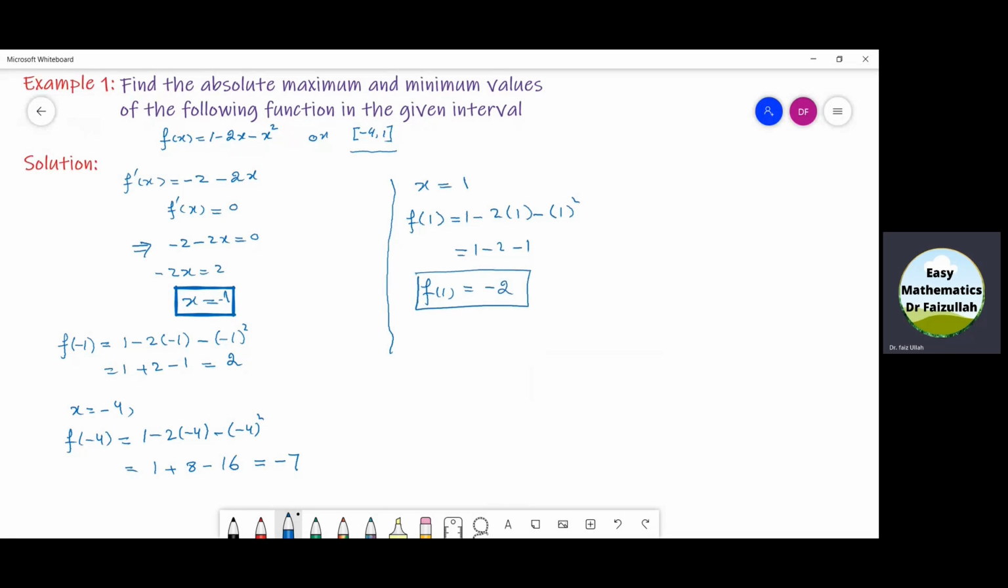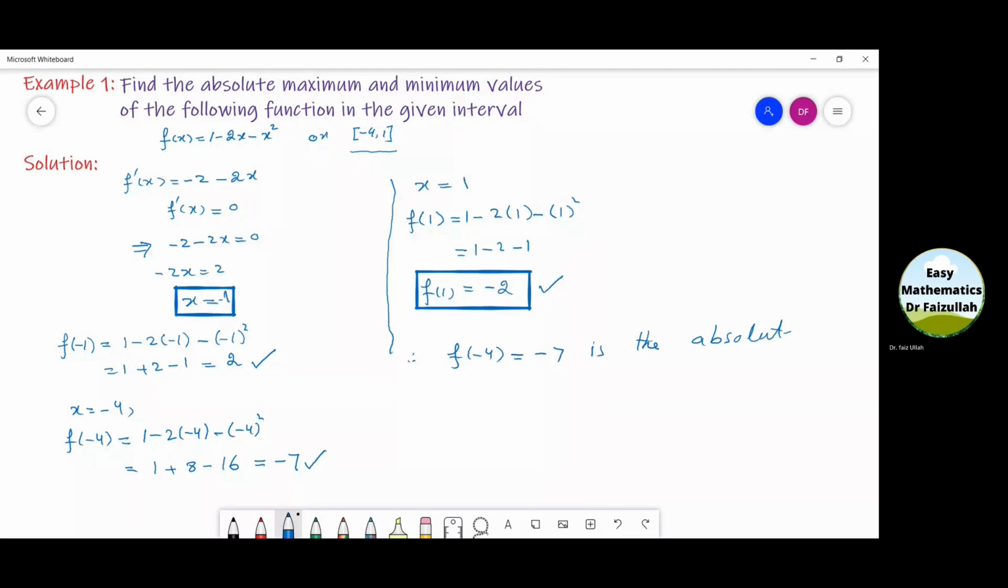So we have three values now. F of 1 is -2, f of -1 is 2, f of -4 is -7. So in these three values, the smallest value is -7. So we can say, therefore, f of -4, which is equal to -7, is the absolute minimum value of the given function f of x.